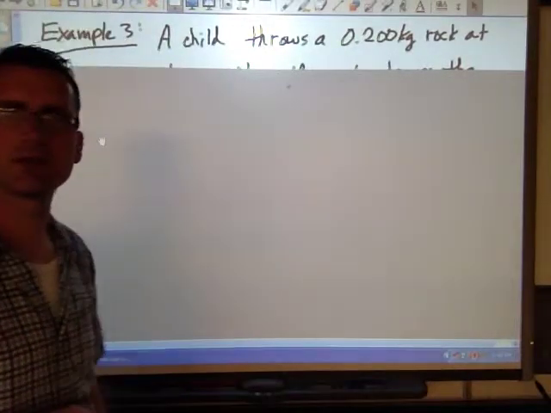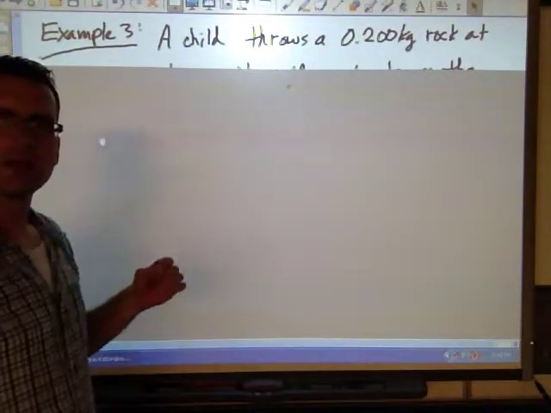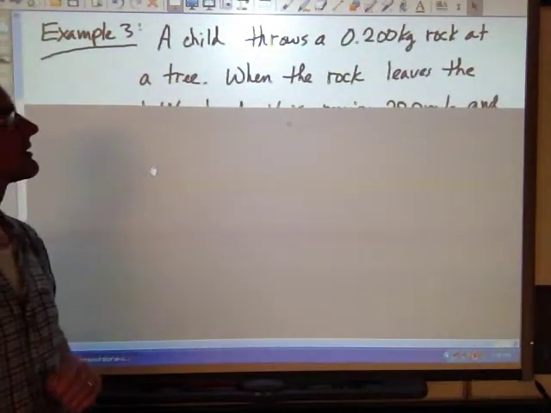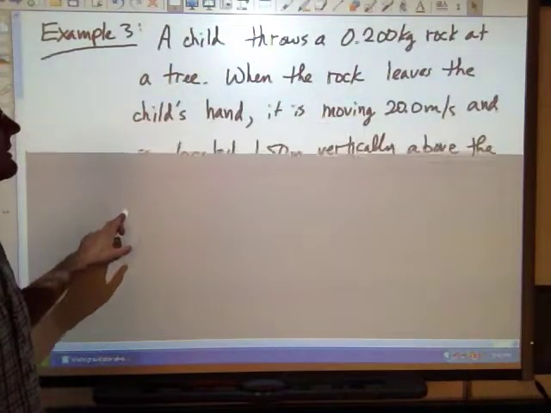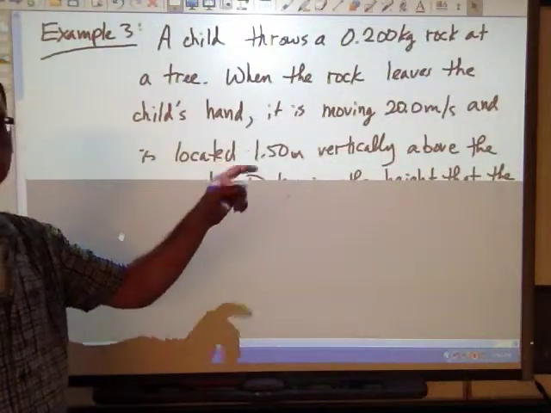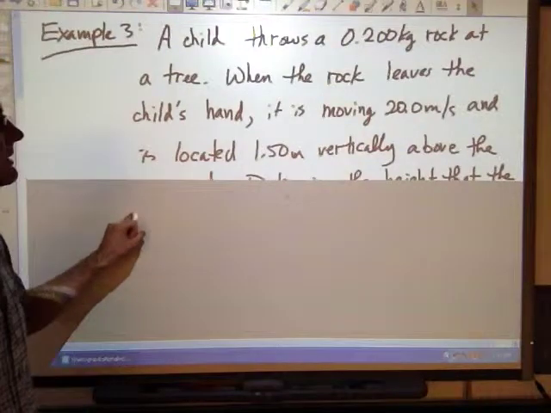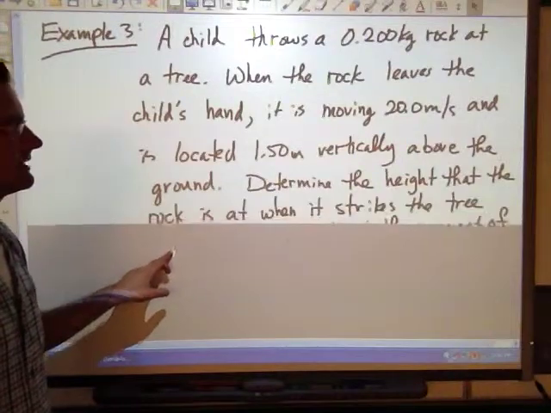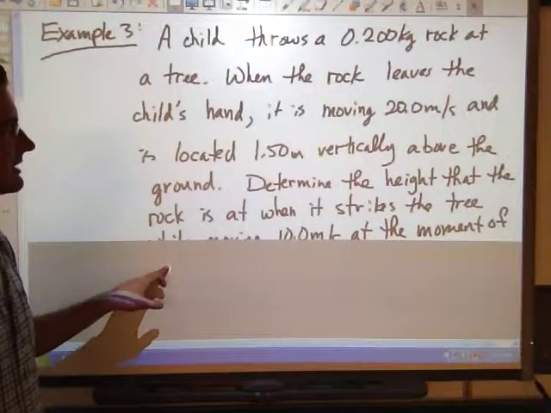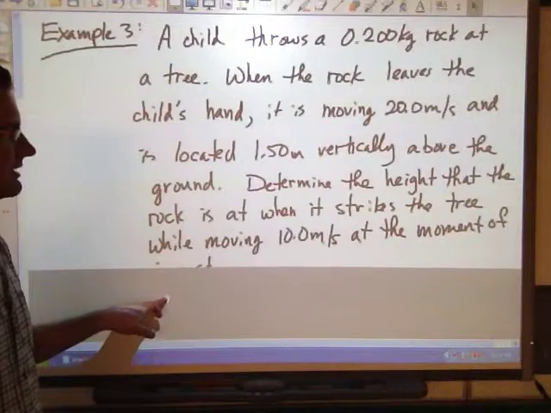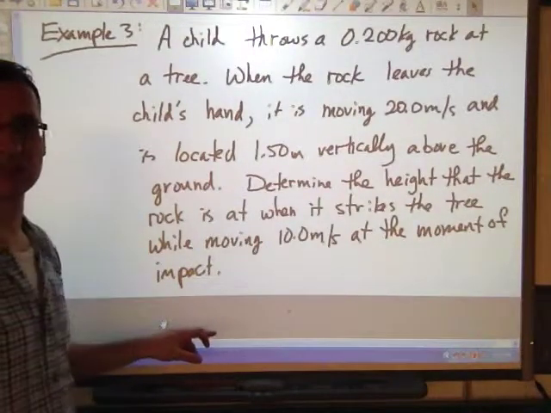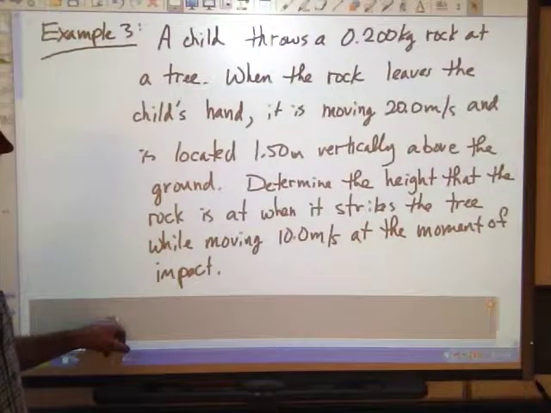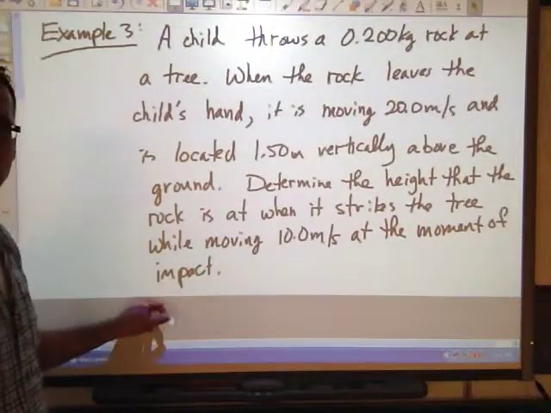Okay, I have two more examples dealing with this. These ones get a little more difficult. So a child throws a 0.200 kilogram rock at a tree. When the rock leaves the child's hand, it's moving at 20.0 meters per second, and they're located 1.5 meters vertically above the ground. Determine the height that the rock is at when it strikes a tree if it's moving at 10 meters per second. So obviously it lost some energy. So at the moment of impact, what is the height above the ground?